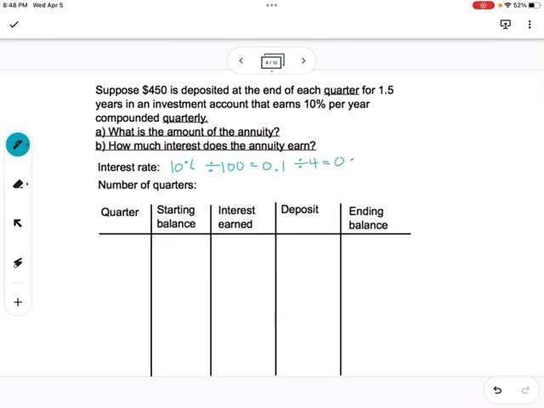So we get 0.025 as our interest rate. And if we think about our number of quarters, here we're being asked for 1.5 years. So for 1 full year, that's 4 quarters. And then if we have another half of a year, that's another 2 quarters. Or we can do 1.5 times 4, and that gives us the same answer of 6. So there's 6 quarters.